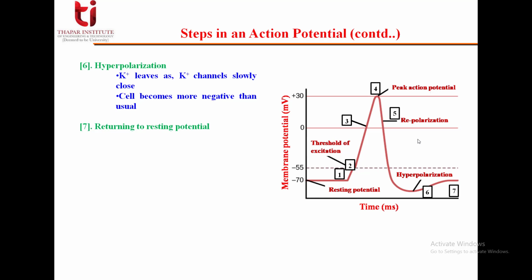The pumps take the extra sodium outside and insert potassium to make the ion concentration steady, or to bring the resting potential again to minus 70 millivolts. So both the sodium and potassium channels will be closed, and then the sodium potassium pump is used to return the sodium and potassium to the right places. So this was the whole process of how it works.